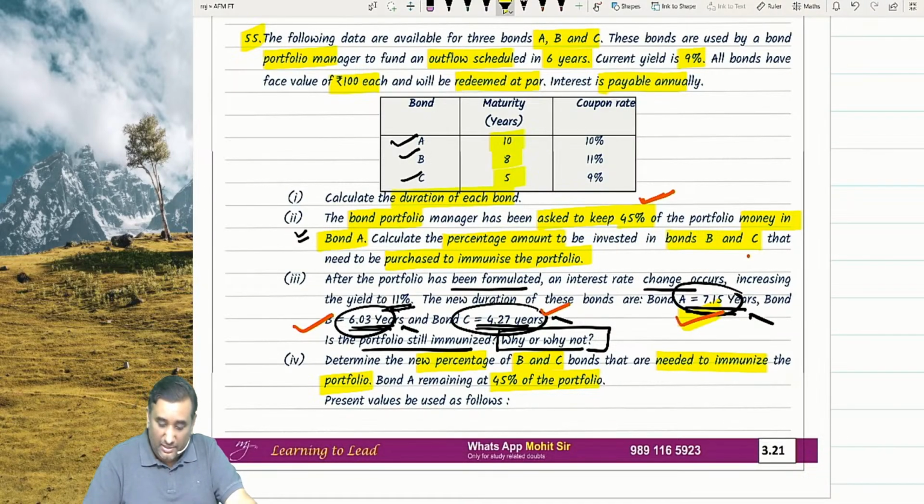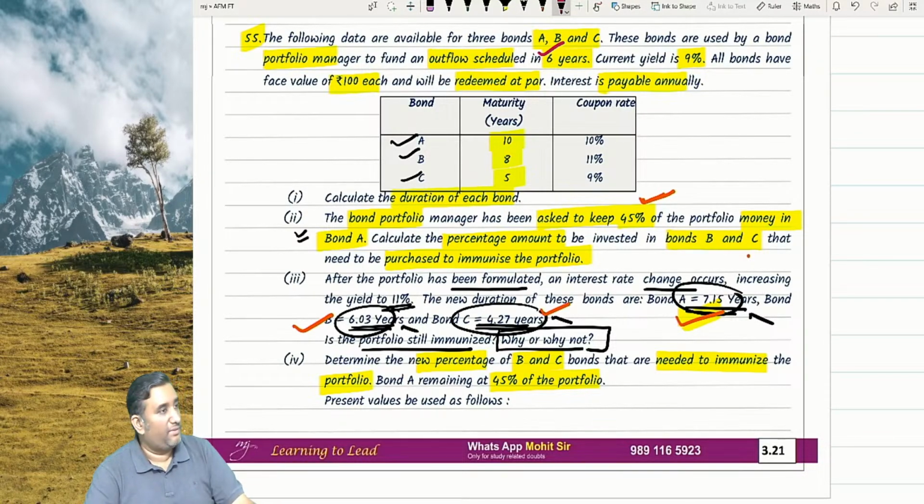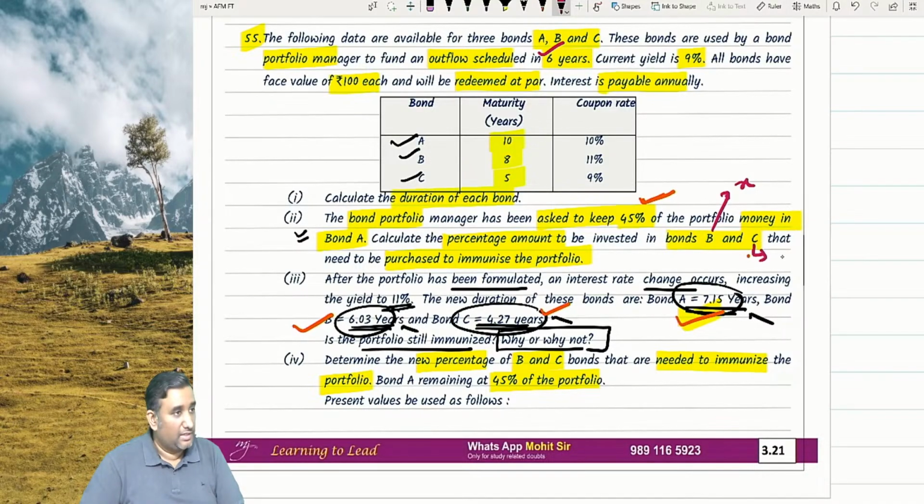Duration of a liability. And in the first line he said the liability will arise in how many years? 6 years. So the weight of A he has already selected: 45. Leave that 45. The balance has to be between what and what? B and C. Let's suppose in B he invests X. In C how much will he invest? 1 minus 0.45, that is gone for A, minus X. That is basically for C.